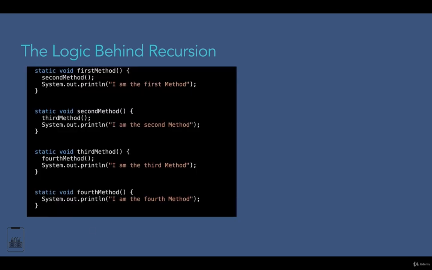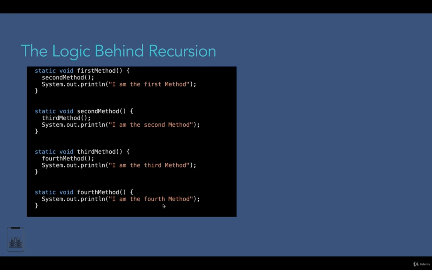So let's imagine that we have four functions over here. Each of these functions calls one another. The first function calls the second function, then it prints out that I am the first method. Then the second method calls the third method and it prints out saying that I am the second method. Then the third method calls the fourth method and it prints out that I am the third method, and the fourth method just prints out saying that I am the fourth method.